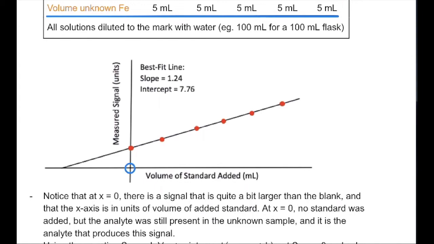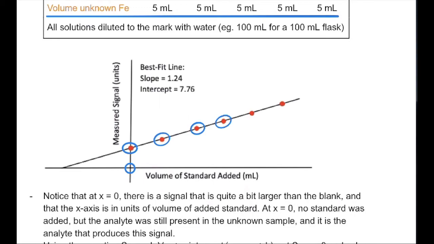Because the sample that we analyze first, the one that doesn't have any iron standard in it, still has the sample, and the sample is going to have the analyte. So the analyte itself is going to give us some kind of a signal. And then by adding different amounts of iron standard to each of the other flasks, we're going to get increasing signal from those standards.